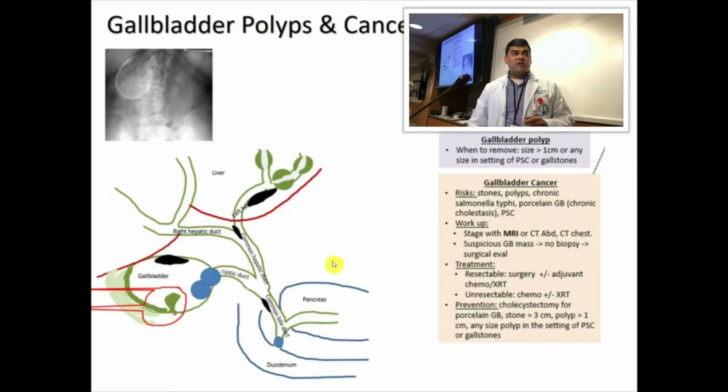So greater than 1 centimeter, you remove the gallbladder, or if you have any size gallbladder polyp with PSC or gallstones, you remove the gallbladder as well. Not the polyp, because that doesn't make sense. Gallbladder cancer, which you can see as our black blob over here.